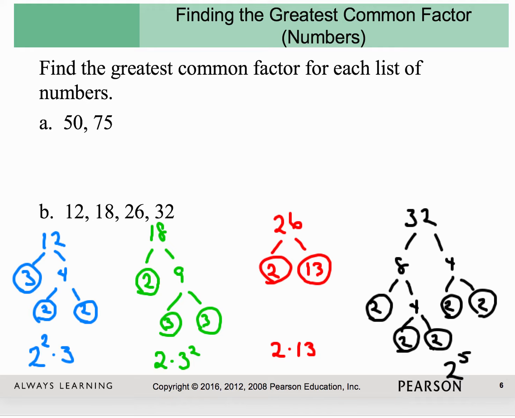All right, so I'm looking for what they have in common. So this one has some 2's and some 2's and some 2's and some 2's. They don't all have 13's. They don't all have 3's. Now, I picked the smallest exponent. So my answer is just going to be 2, right? Because this has a 2 in it, but this one does not have a 4 in it, right? So you always pick the smallest exponent for your greatest common factor.